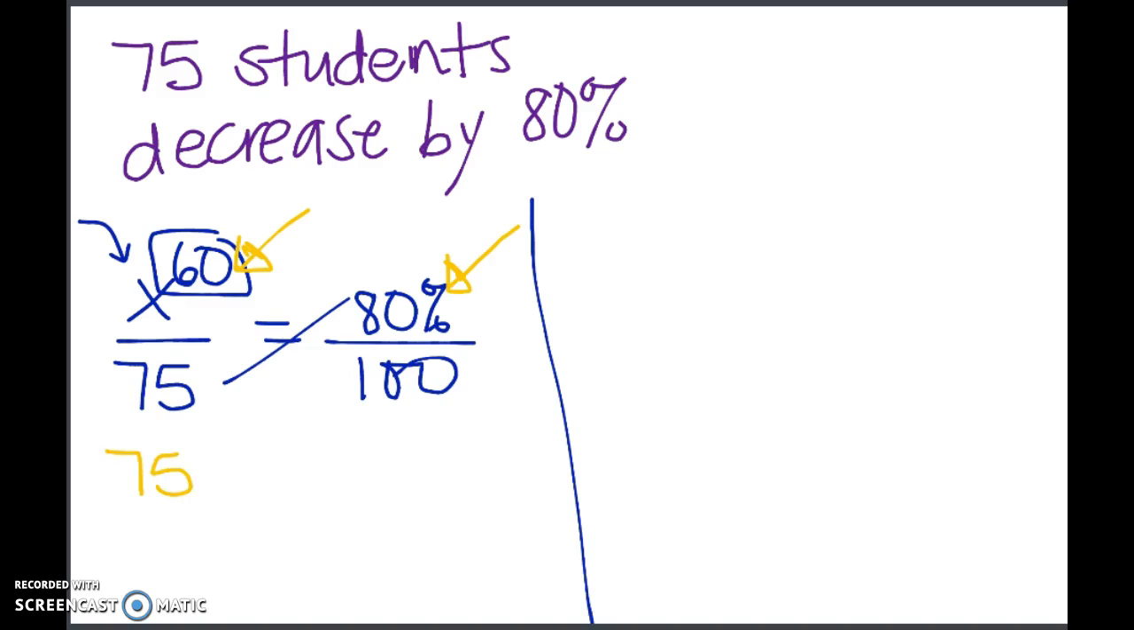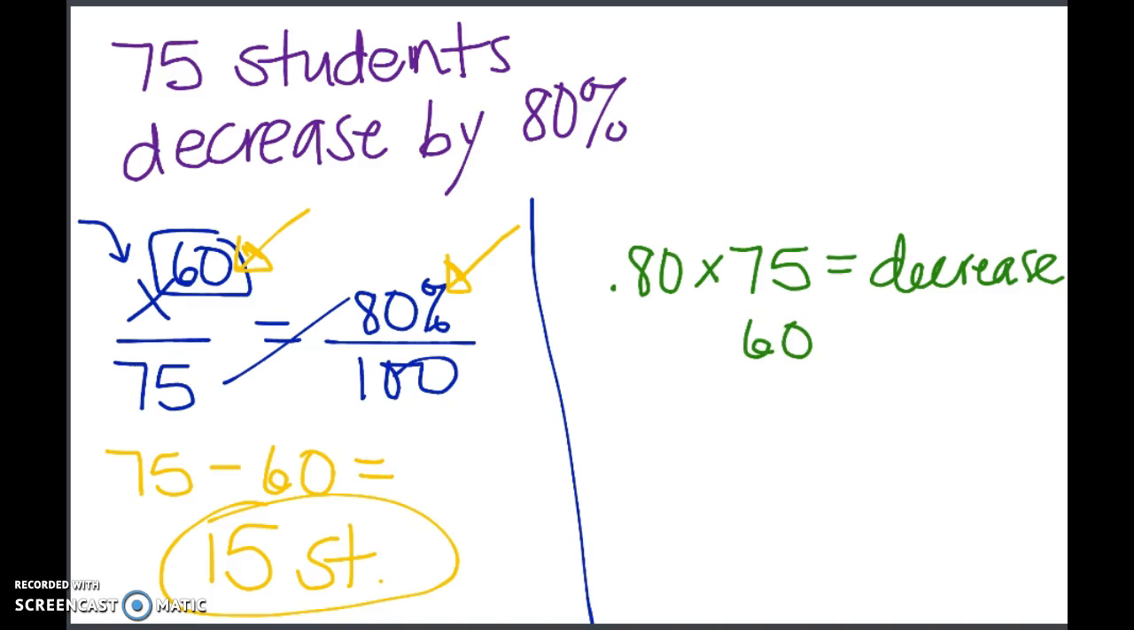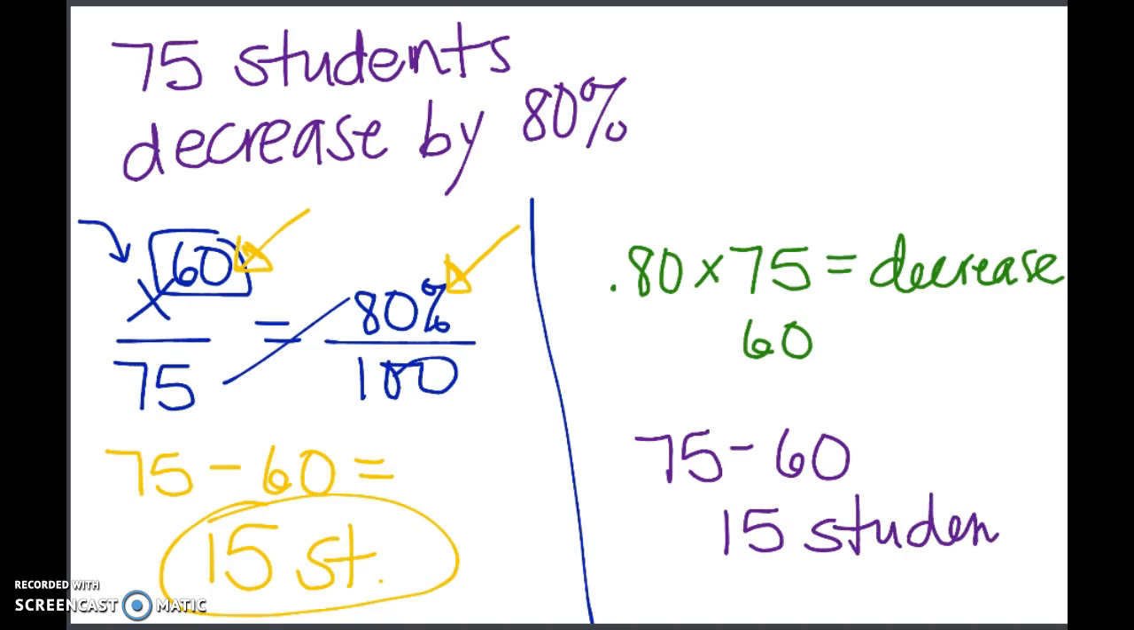So I started with 75. I'm decreasing, so I'm going to subtract the 60. 75 take away 60, I would be left with 15 students. Now if I do it the other way, I'm going to do my percent, 0.80, times my original amount. That's going to give me my decrease, or my change. So 0.80 times 75, I get 60. Remember, that's how much I decreased it by. So again, 75 take away 60 still gives me 15 students. Either way, I did it.